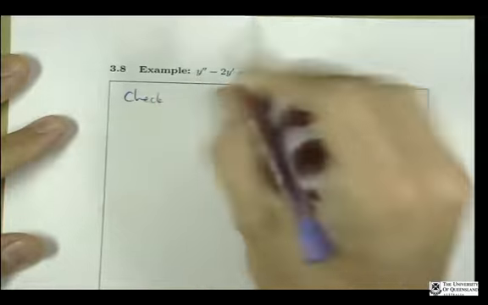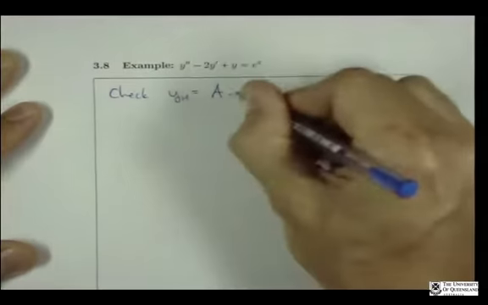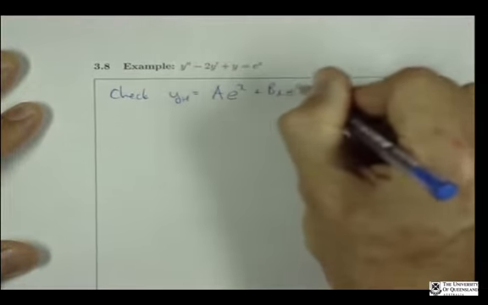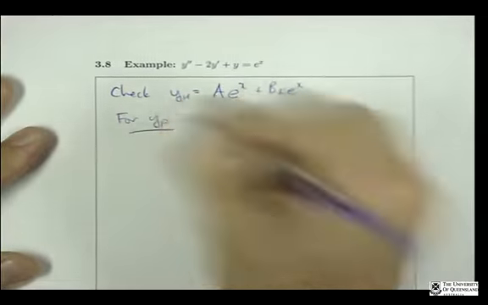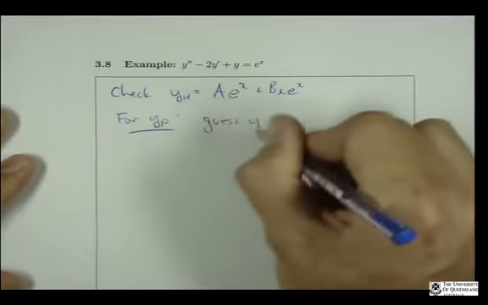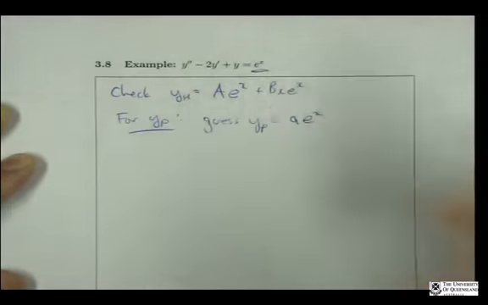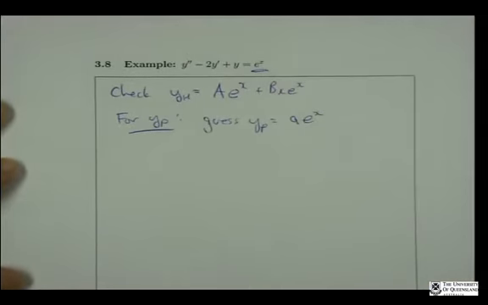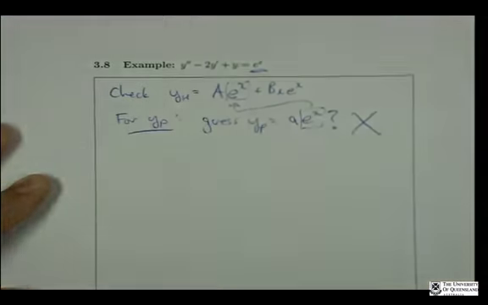So again, just check that the homogeneous solution in this case is a e to the x plus b x e to the x. So what about yp? I wonder if you can see what's going to go wrong here. Our first guess: yp equals some coefficient times e to the x, because I look at the right-hand side, it's an exponential, so I'm going to guess it's an exponential as well. Will that work? No, it won't, because e to the x occurs in the homogeneous solution.